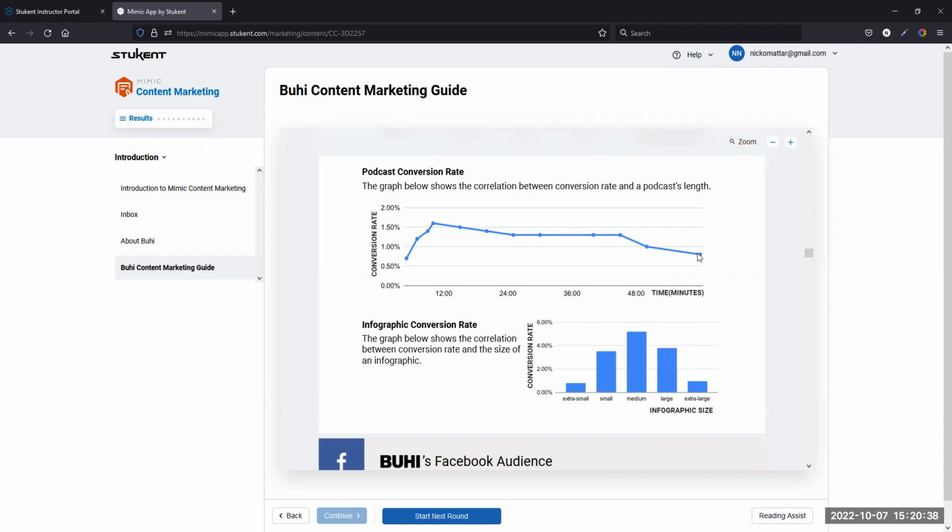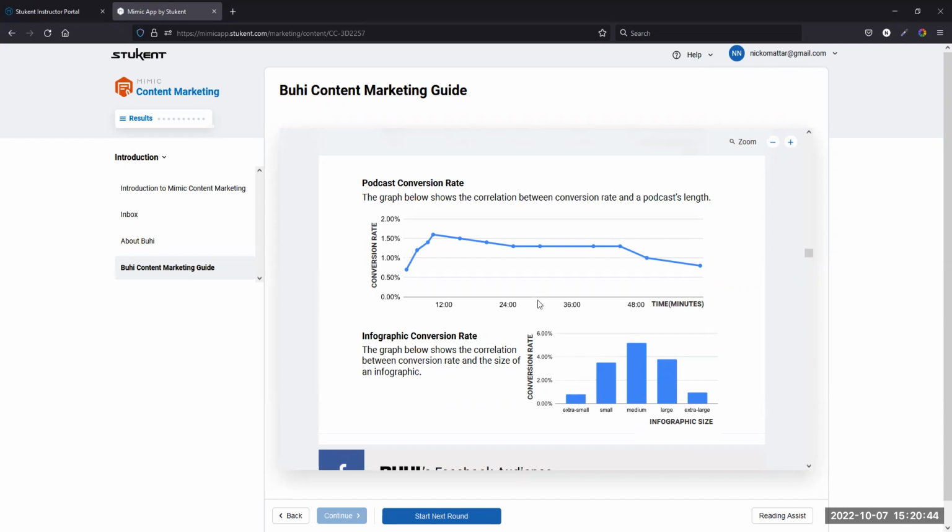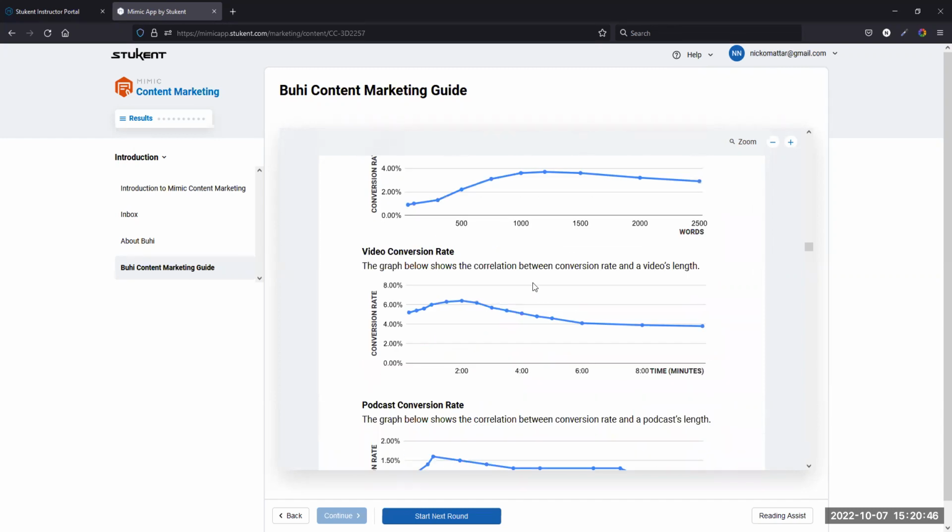But then also there's going to be a drop off, and there's going to be kind of a plateau at some point. And this is important because when you are assigning content out, you at the same time are going to have a budget. And the more content that you are assigning, the more expensive it's going to get.